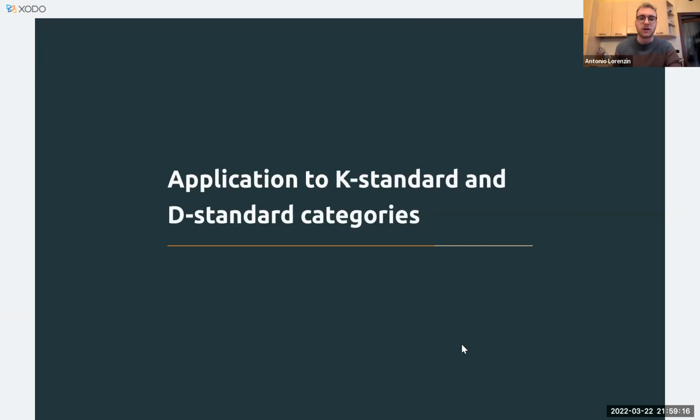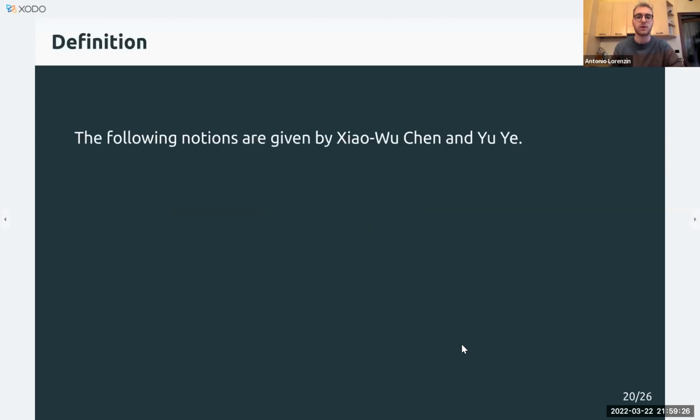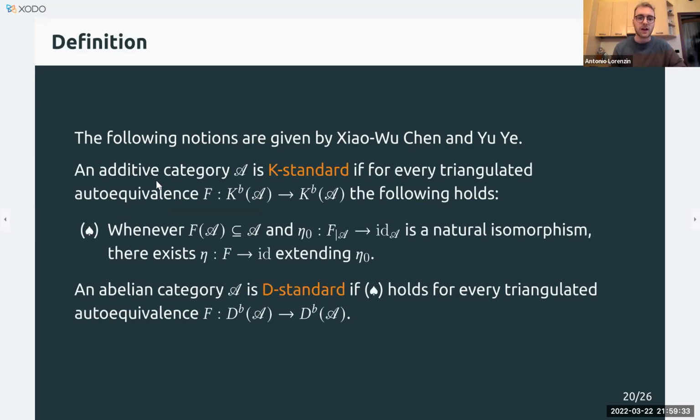In order to talk about meaningful applications, we will move to the bounded homotopy category of complexes and the derived categories. First of all, let me state some notions given by Xiaowu Chen and Yu Ye. We say that an additive category A is K-standard if for every triangulated autoequivalence F on the bounded homotopy category of complexes of A, whenever F restricted to A is contained in A and we have a natural isomorphism between the restriction of F to A and the identity of A, then we can extend it to a natural isomorphism between F and the identity on the whole triangulated category.